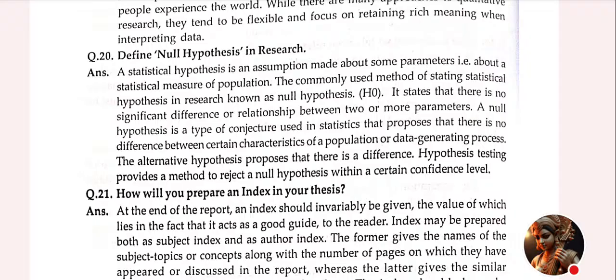A null hypothesis is a type of conjecture used in statistics that proposes that there is no difference between certain characteristics of a population or data generating process. The alternative hypothesis proposes that there is a difference. Hypothesis testing provides a method to reject a null hypothesis within a certain confidence level.